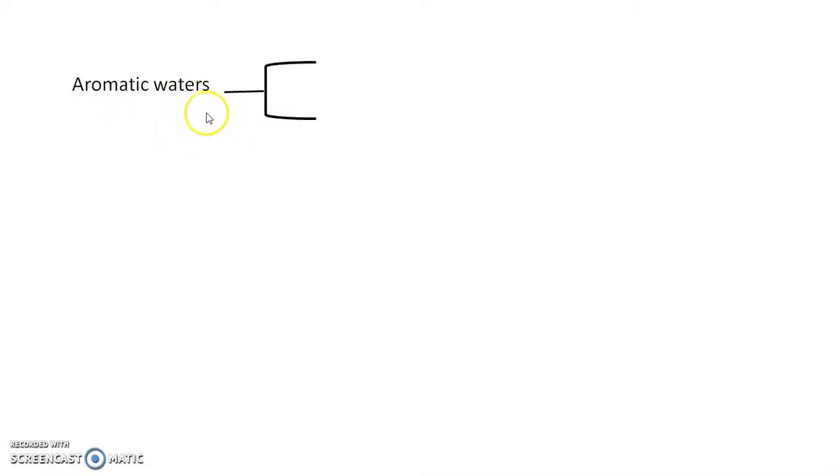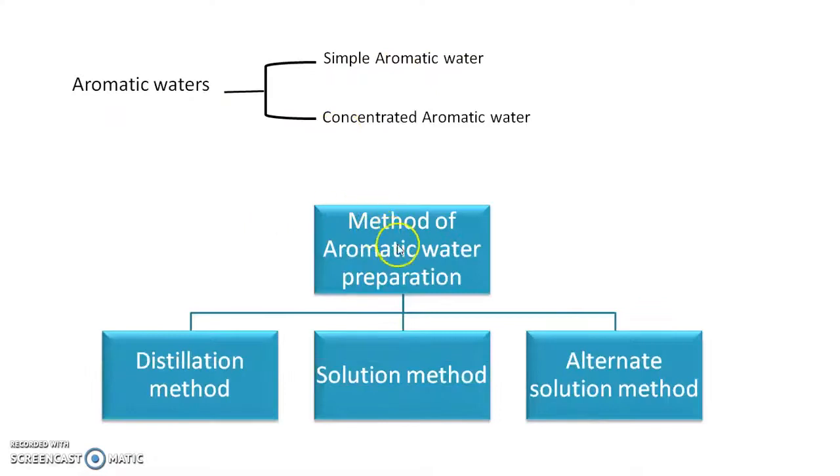Aromatic waters are mainly of two types: simple aromatic waters and the concentrated aromatic waters. Then methods of aromatic water preparation are mainly three methods: a distillation method, solution method, and alternative solution method. First of all, we see the distillation method.